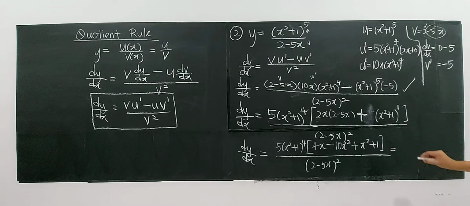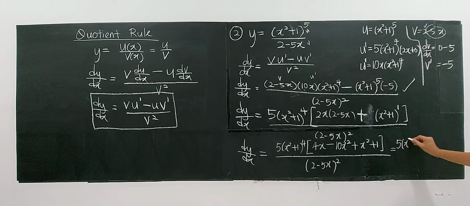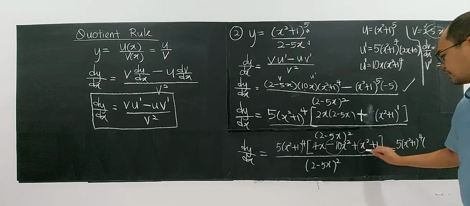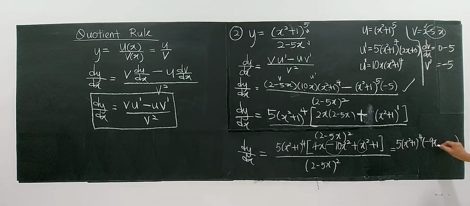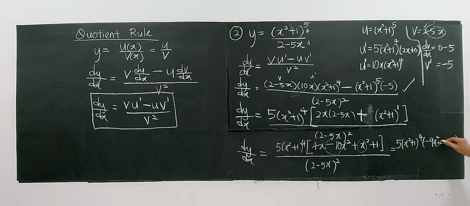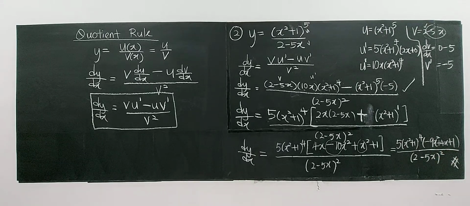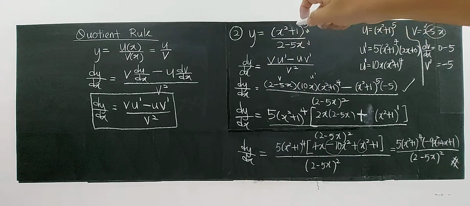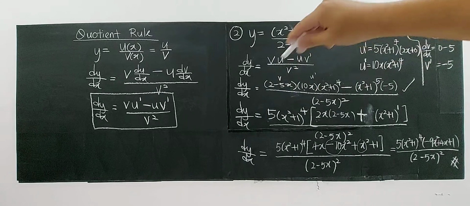Further simplify. So you will have 5 times x squared plus 1 to the power of 4. What is inside here? Let's see: 4x, negative 10x squared plus x squared, so you have negative 9x to the power of 2, plus 4x plus 1, divided by 2 minus 5x to the power of 2. This is the answer, the differential form of this function. As long as you understand how to apply the quotient rule, this is the most important one.